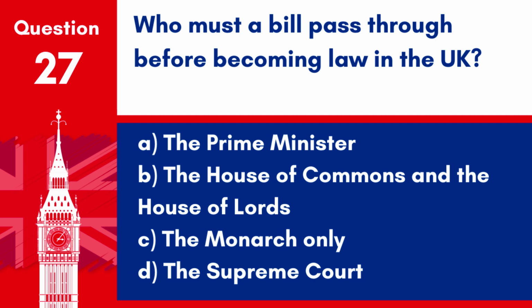Question 27. Who must a bill pass through before becoming law in the UK? A. The Prime Minister. B. The House of Commons and the House of Lords. C. The monarch only. D. The Supreme Court. Answer: B. The House of Commons and the House of Lords. A bill must be approved by both the House of Commons and the House of Lords before it can receive royal assent and become law.